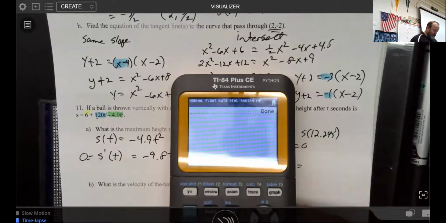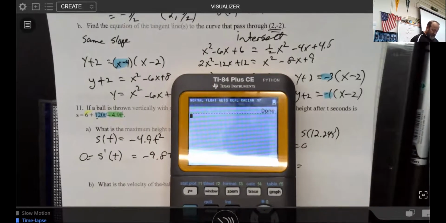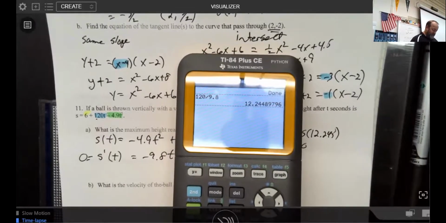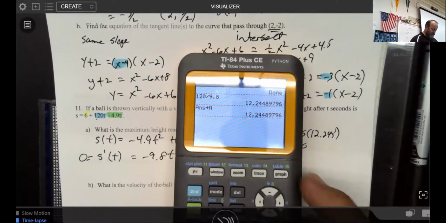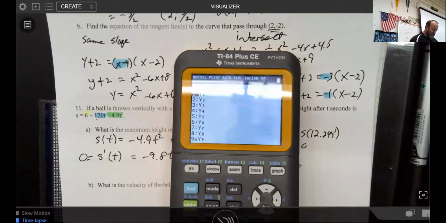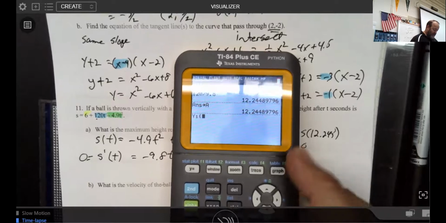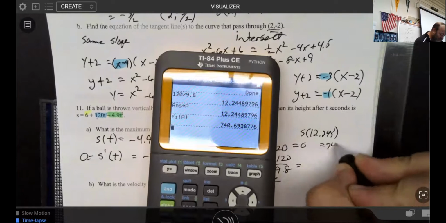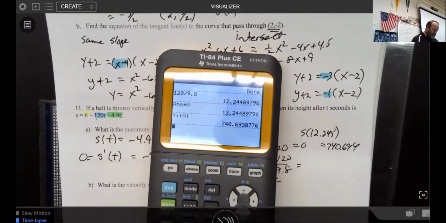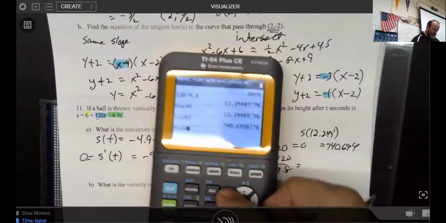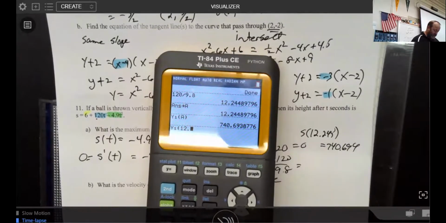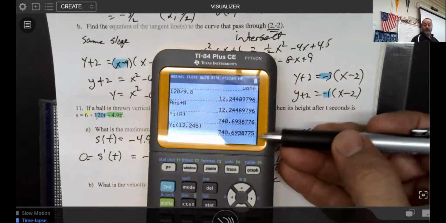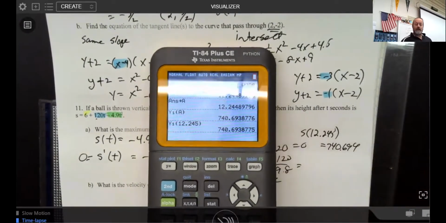I had 120 divided by 9.8. That's not a pretty number. I'm going to store that as A, and do Vars, Y-Vars. What happens, calculator, if I plug in that value A? I've got a max height of 740.694. Now, if I had just written down the decimal 12.245, you'll notice that it's very, very close. In fact, close enough that I would have gotten away with it.